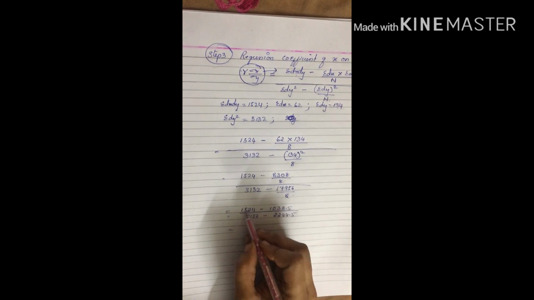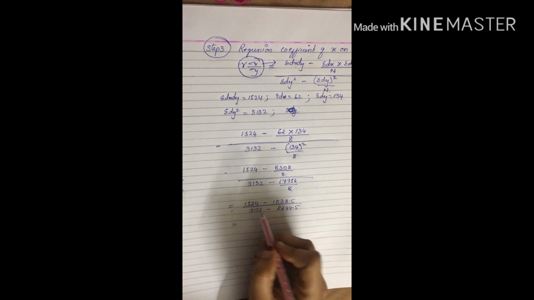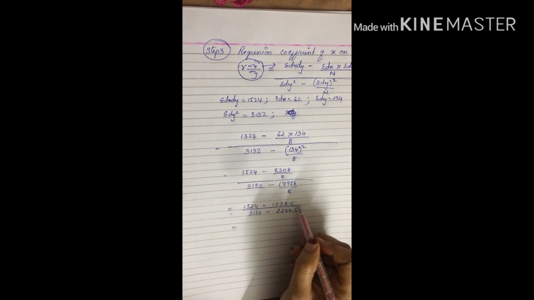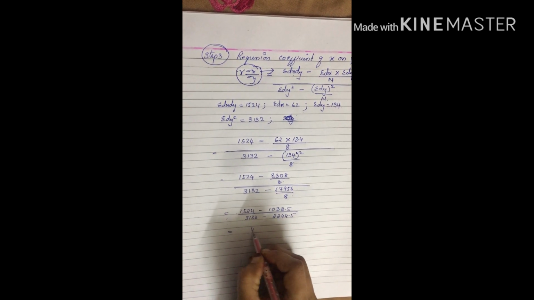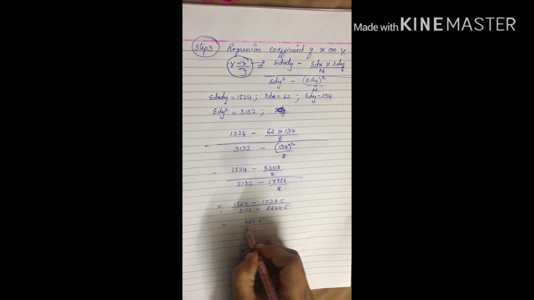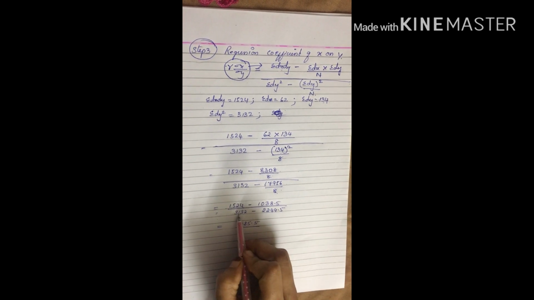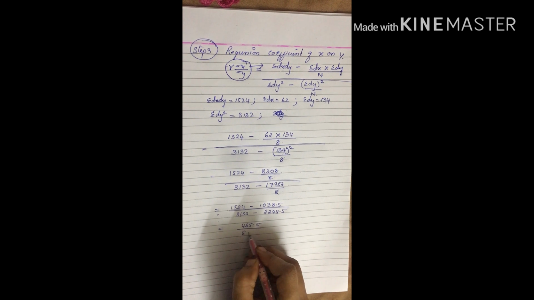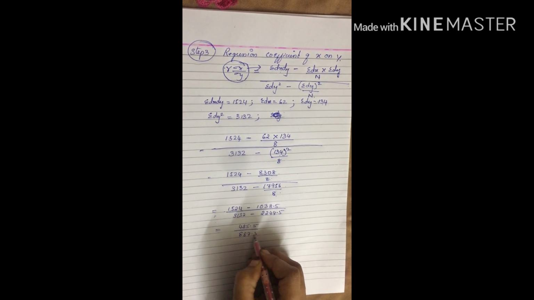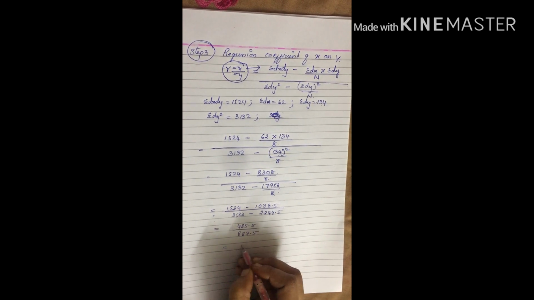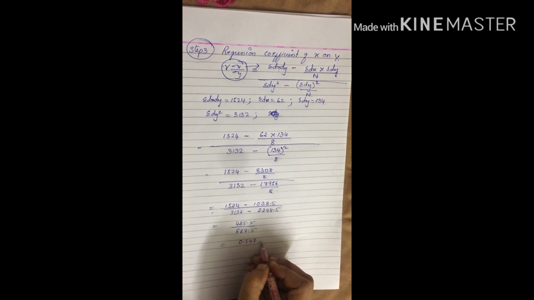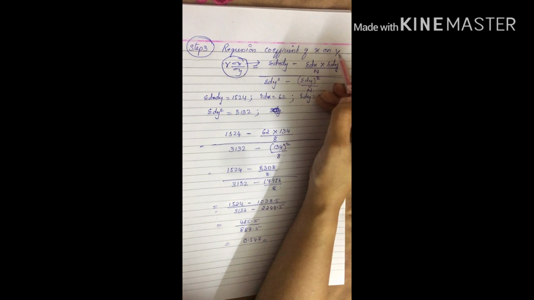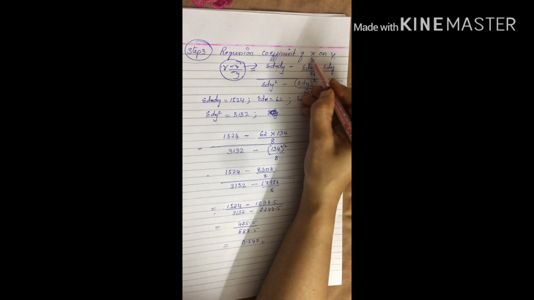Now subtract 1524 minus 1038.5, so we'll get 485.5. Subtract this and this, so 887.5. If we divide these two, we'll get 0.547. So we have done the regression coefficient x on y.